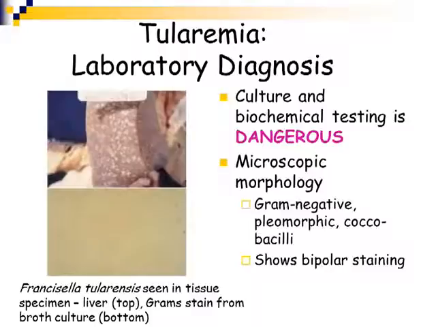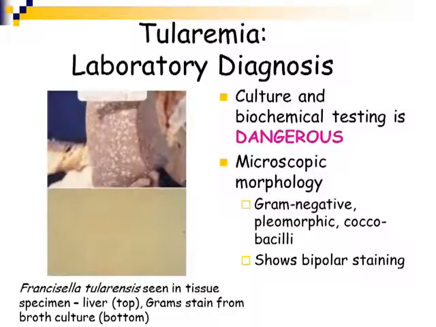Culture and biochemical staining is dangerous. This is an organism you need to work on in a biosafety level 3 laboratory. Under the microscope, the organism is a gram-negative, pleomorphic, teeny tiny rod that shows bipolar staining. If it were in a clinical specimen and you didn't know it, you'd hopefully be working on the clinical specimen under a biosafety level 2 cabinet.